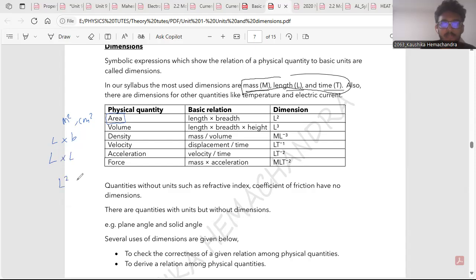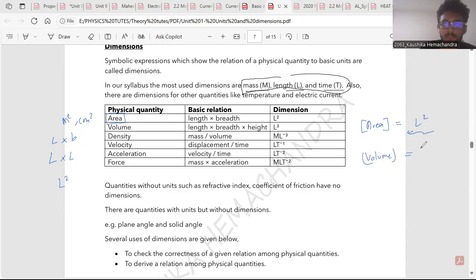So it's L square. How we say dimensions for a given value is we put a square bracket around that value. When you put the square bracket, you are saying that the dimension of that value is this. So for area, it's L square. When you take the dimensions of volume, it's length into breadth into height.